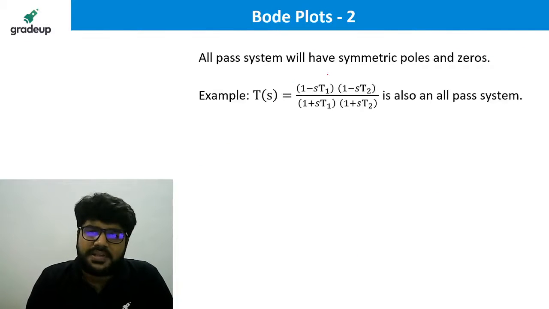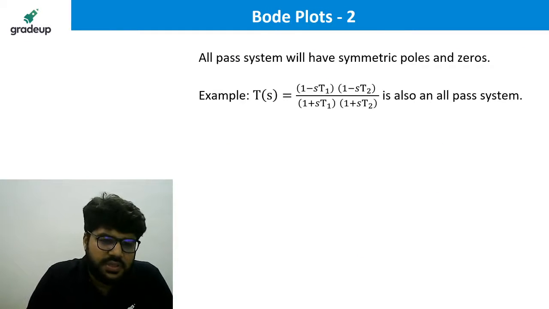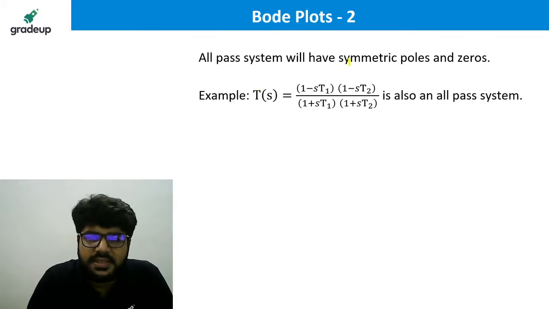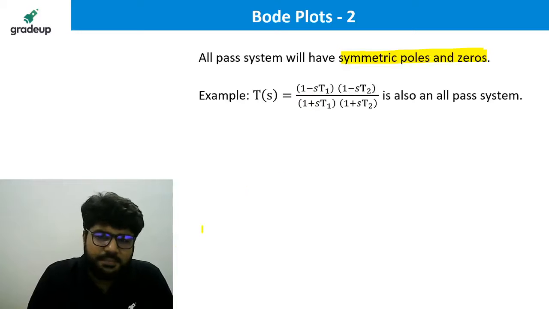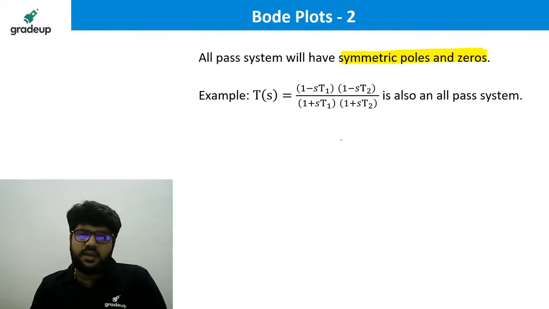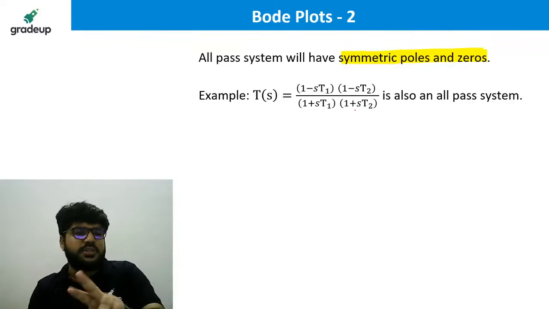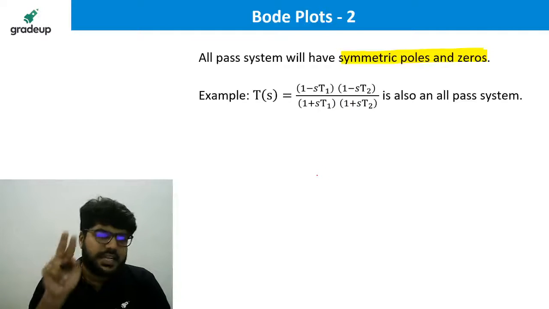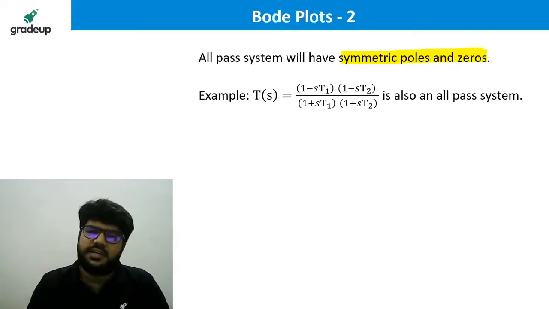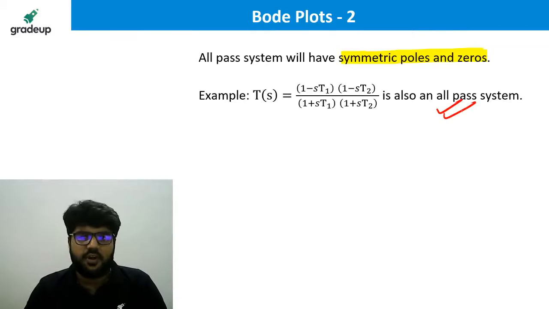Now, an all pass system will always have symmetric poles and zeros. So look at this example. Now this is a second order example. Earlier it was only first order, one pole was there. Now two poles, so corresponding to the two poles, two symmetric zeros are there. This is also an example of an all pass system.